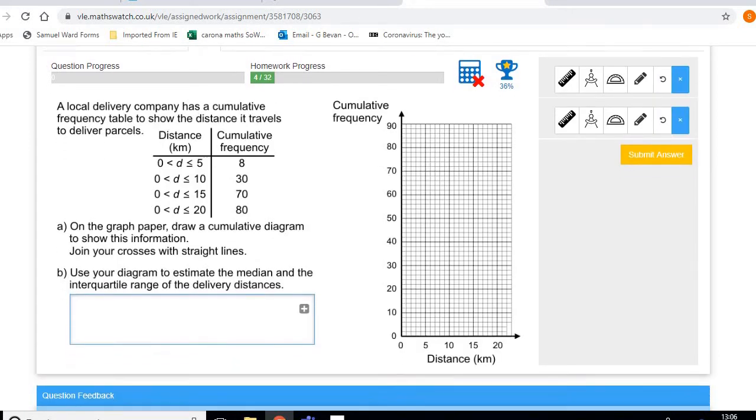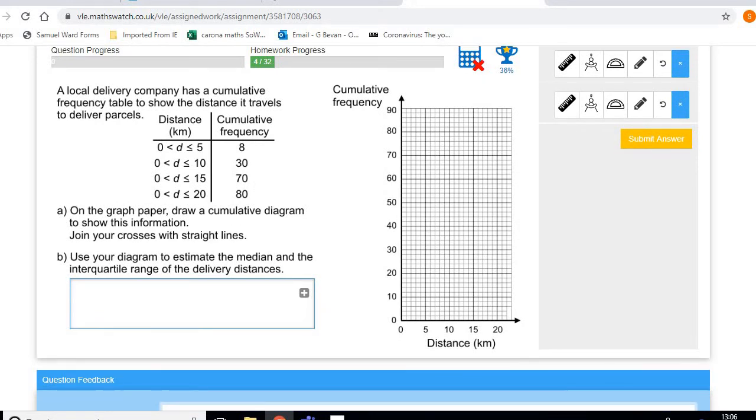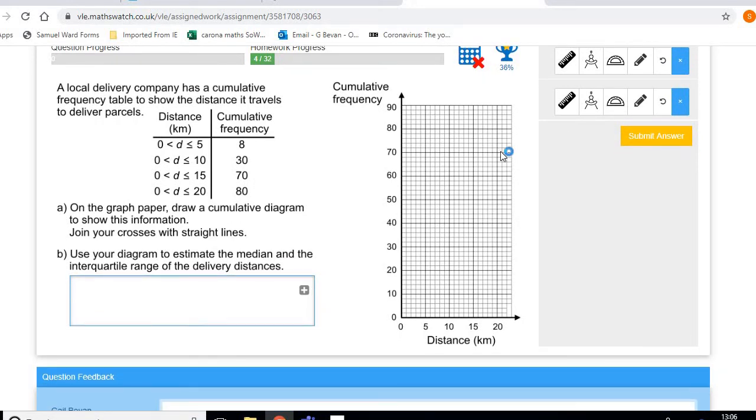Question 3. You're asked to draw a cumulative frequency table here. Okay, so you've got your graph paper. Cumulative frequency is always on the y-axis. Distance here is on the x-axis. And you're always going to plot the upper bound. So this is the upper bound here.